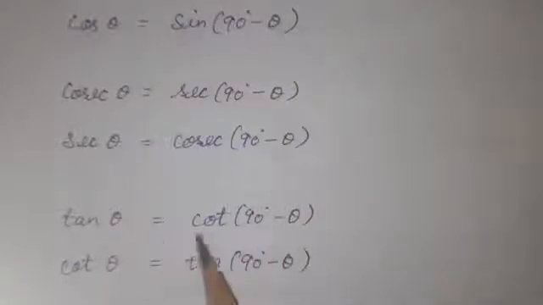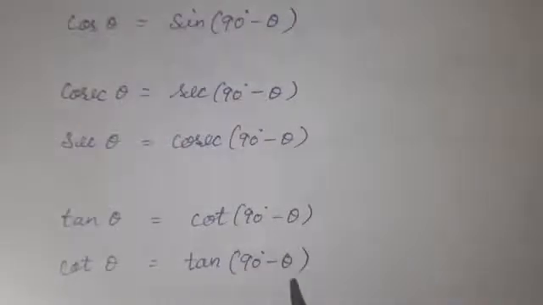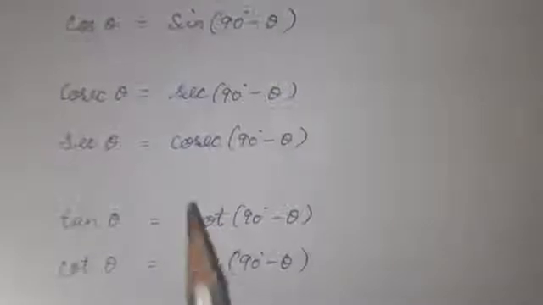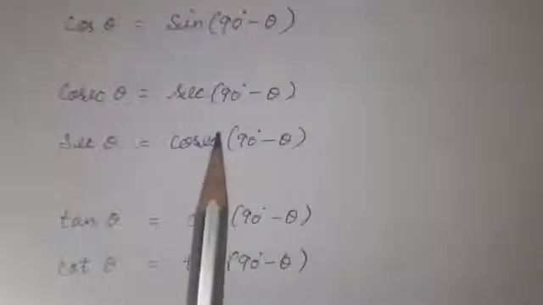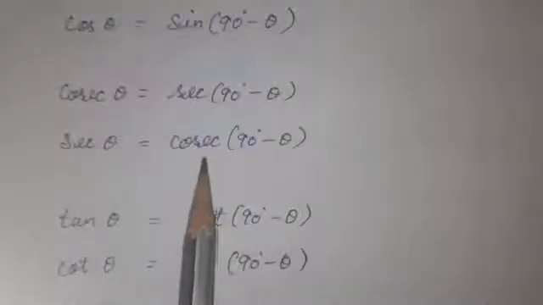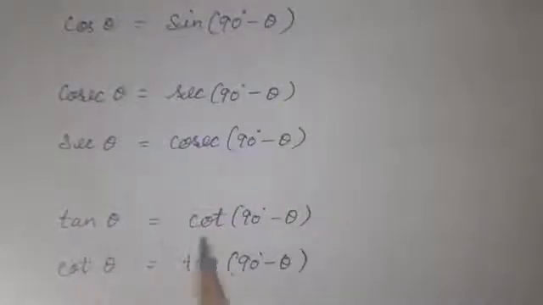Tan theta is equal to cot of 90 degrees minus theta. Cot theta is equal to tan of 90 degrees minus theta. In complementary angles, the relation is: sin becomes cos, likewise cosecant becomes secant, secant becomes cosecant, tan becomes cot, and cot becomes tan.